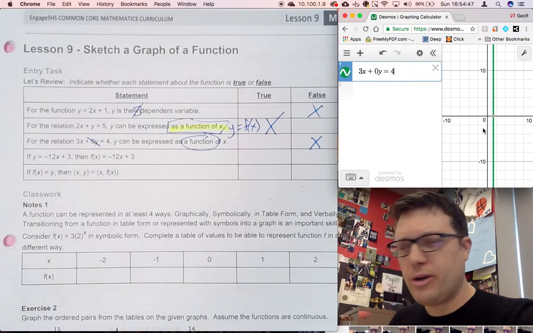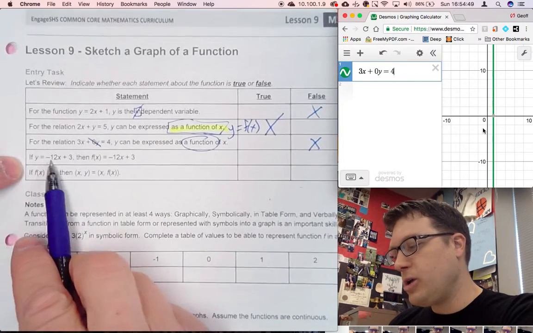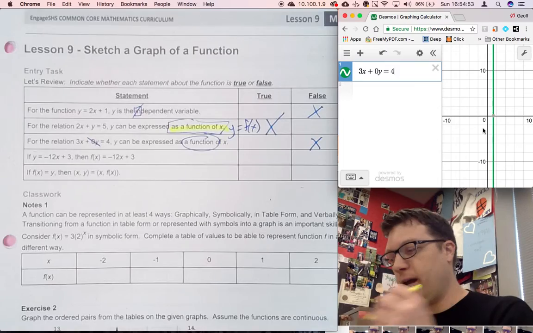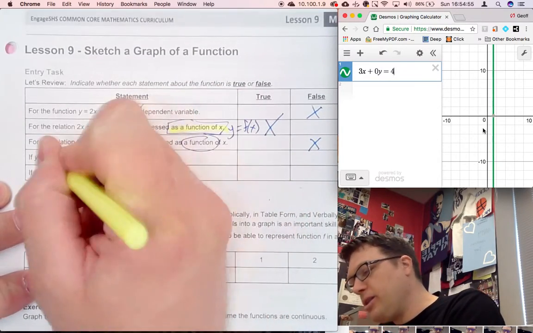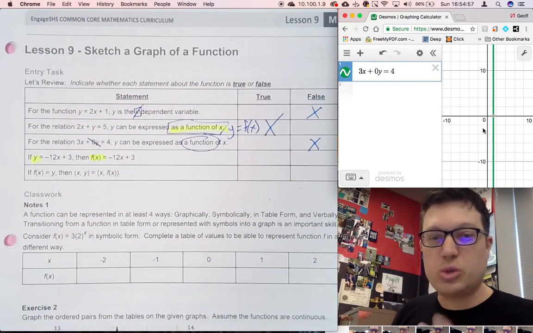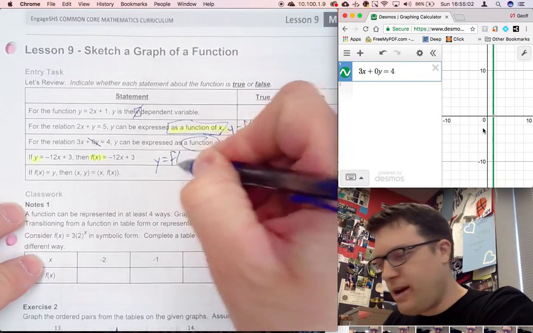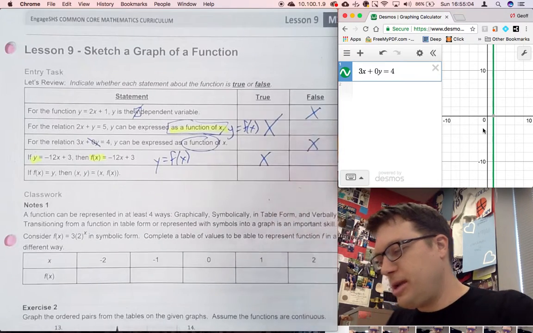For the fourth line down. So fourth line says y equals negative 12x plus 3. Yeah, that's absolutely right, that y and f of x are the same. We're making it clear that you can just swap those. I mean, the fact is that y equals f of x, so that's a true statement.